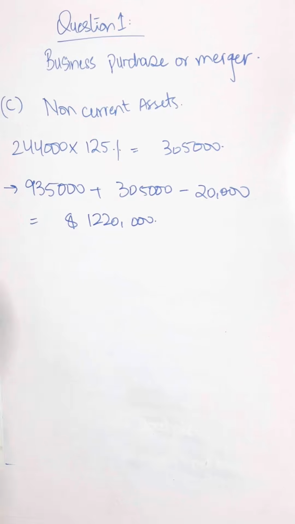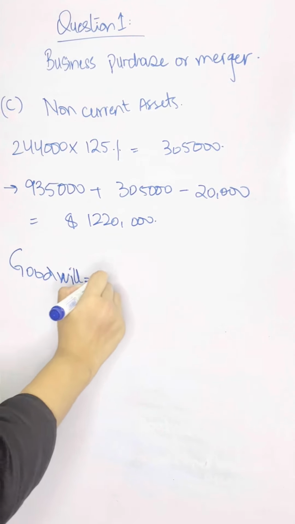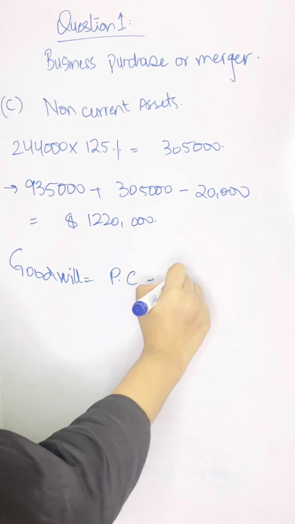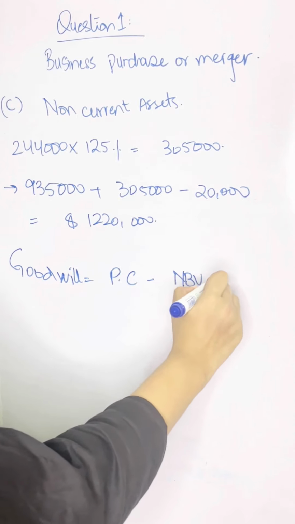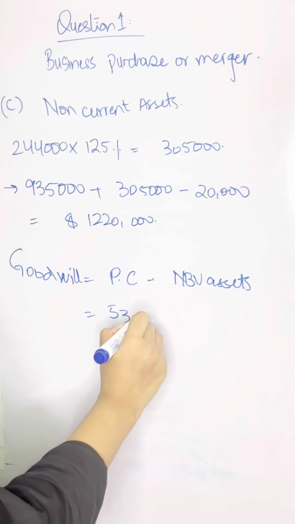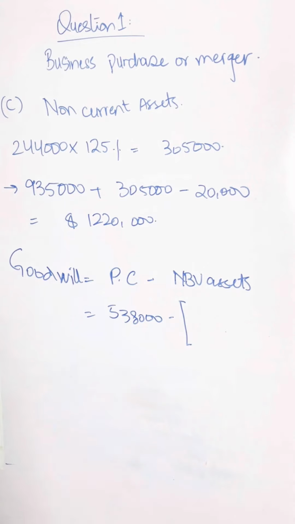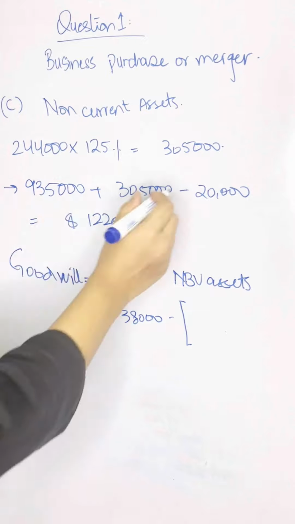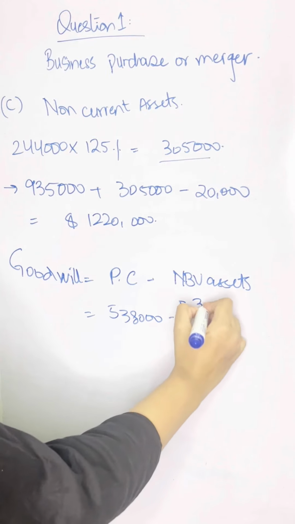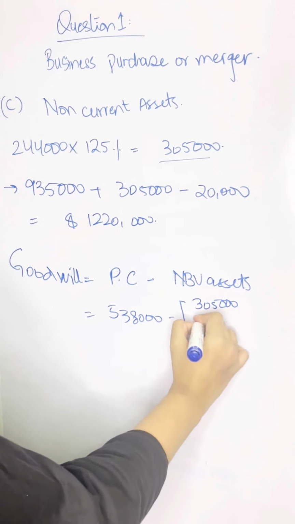So for calculation of goodwill, the formula that we use is purchase consideration minus the net book value of assets taken over. So hence the purchase consideration that we calculated was 538,000, and now we will be calculating the net book value of assets. So first of all, we have the property, plant and equipment, which we calculated as 305,000. We have inventories which are unchanged, which means it is 63,000.